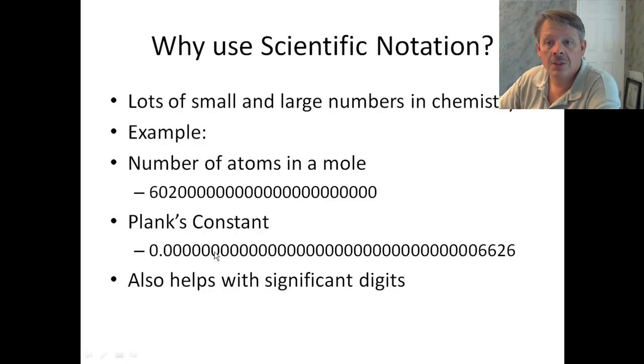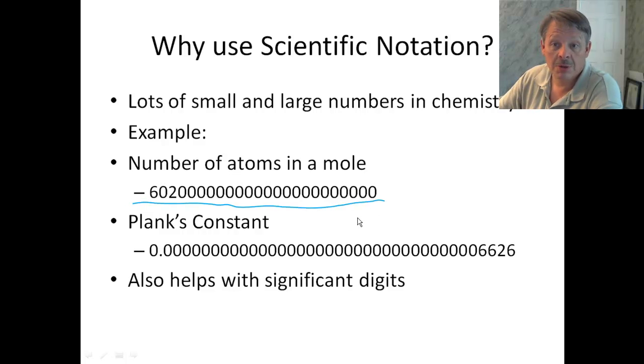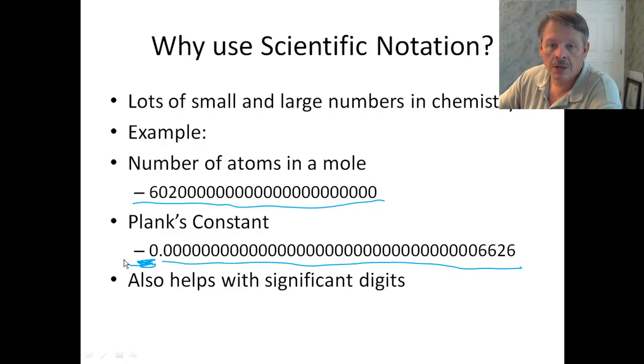For example, the number of atoms in a mole is this big long number here that starts with 602. All right. So how many zeros are there? Well, frankly, I don't want to count them. I have counted them to make sure the number's right, but it's a lot of zeros. And how about Planck's constant? Planck's constant is a very, very small number. Planck worked with Einstein, and you'll notice this is a very, very small number because there's a decimal point here.